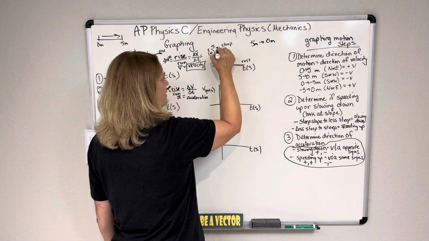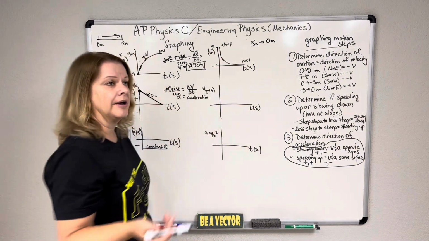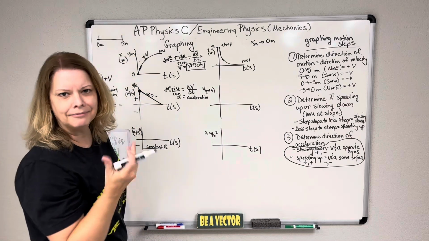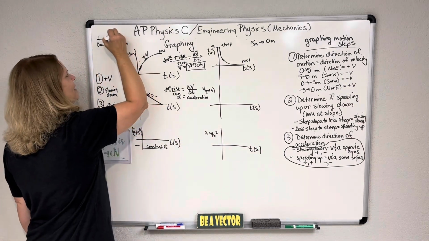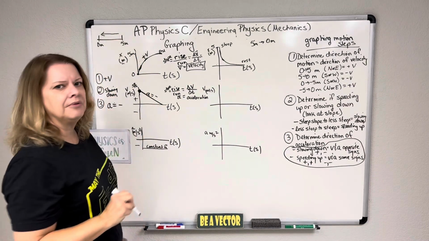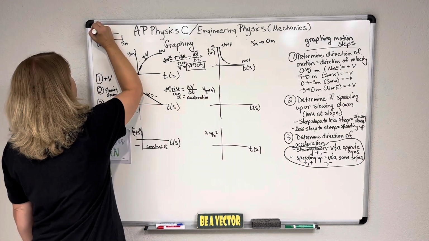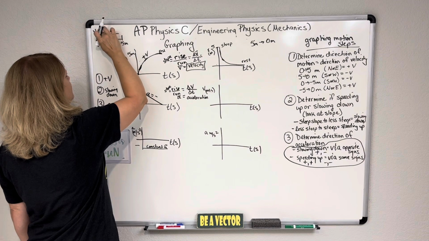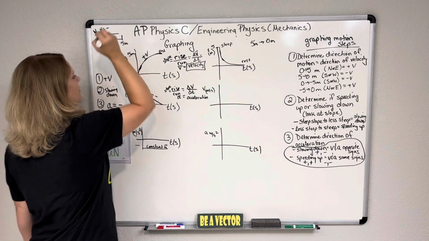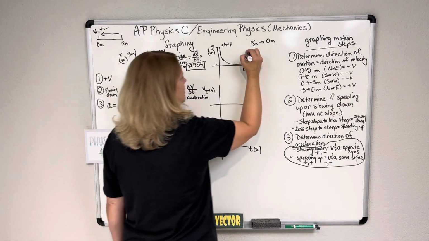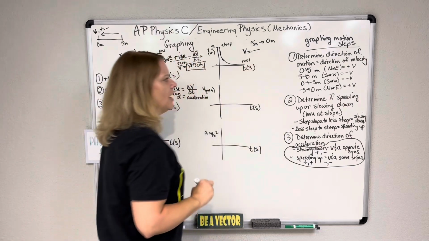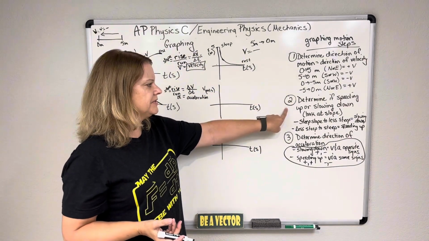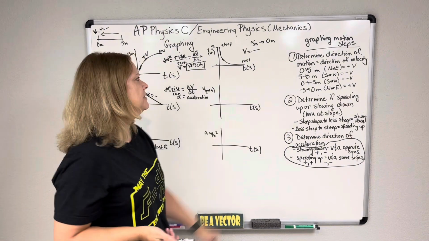I start at 5, 4, 3, whatever, and I go down. Okay, well, I look at my meter line. I keep saying timeline, my meter line. I'm going from 5 meters all the way to 0. That means I'm going west or south, however you want to call that. We'll call it west. And that means that my velocity is now negative because I'm going west. So my velocity is negative. I've determined the direction of the motion. Perfect. Step 1 done. Step 2, determine if you're speeding up or slowing down.